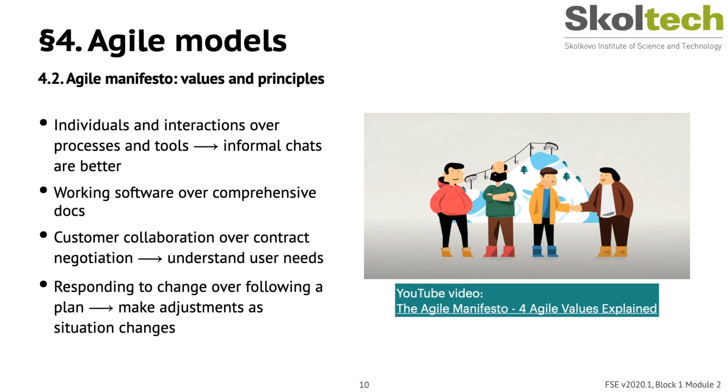Around 2000, a number of successful software development practitioners came together and were discussing things that went right or went wrong during their projects, and they came up with this Agile manifesto that reads like this: individuals and interactions over processes and tools, working software over comprehensive documents, customer collaboration over contract negotiation, and responding to change over following a plan.